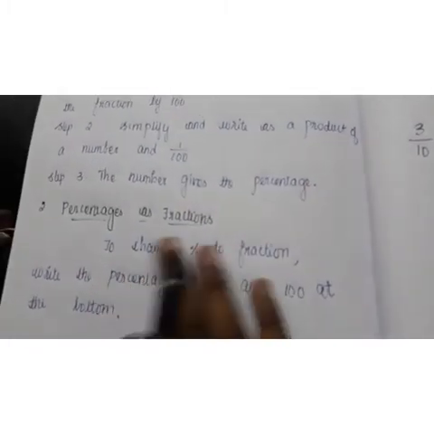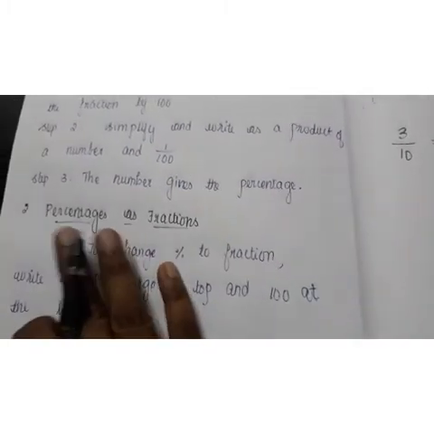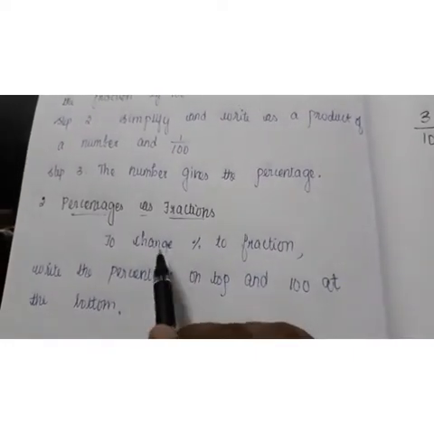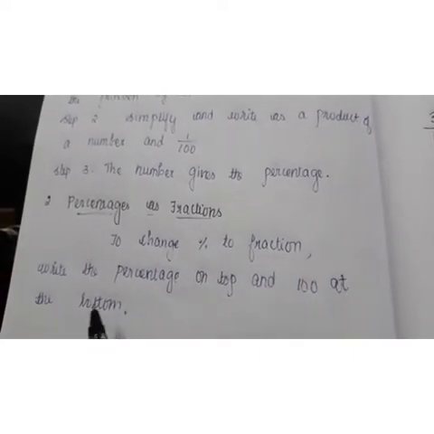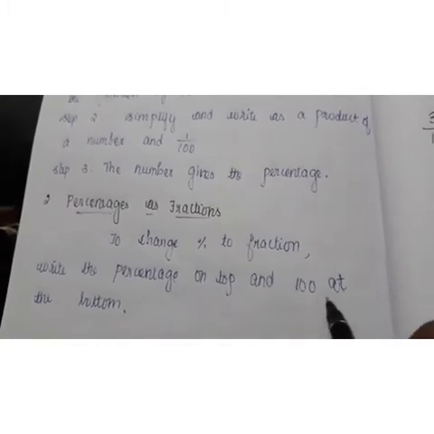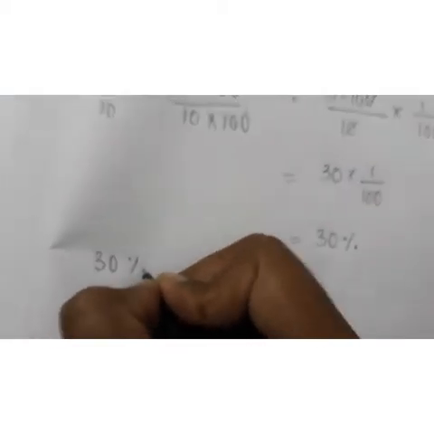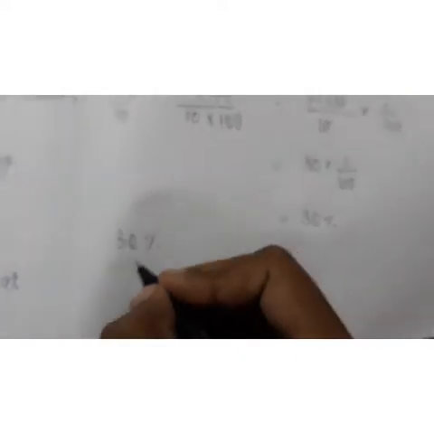Then percentage as fraction. If a percentage is given and you have to convert it into a fraction, see what you have to do. To change the percentage to a fraction, write the percentage on top and 100 at the bottom. Same thing if I am telling 30 percentage. Here the percentage is given and you have to convert it into a fraction. How will you do that?